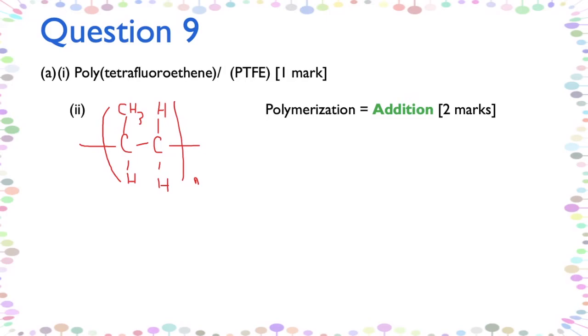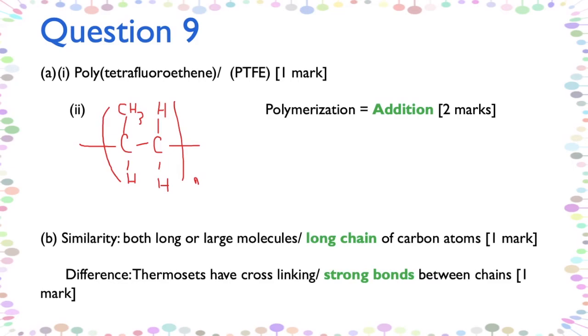So for question b, we know that there are thermoplastics and thermosets, and we need to give one similarity and one difference. So with this, we need to think about the different types of bonding that's involved between the layers. So a similarity is both are long or large molecules, so they are long chains of carbon atoms. However, there is a difference that thermosets have cross-linking strong bonds between chains, or you could say that thermoplastics have weak bonds between chains.